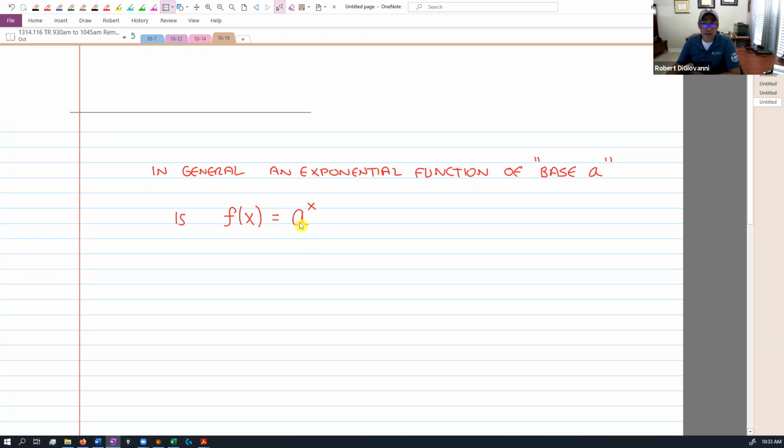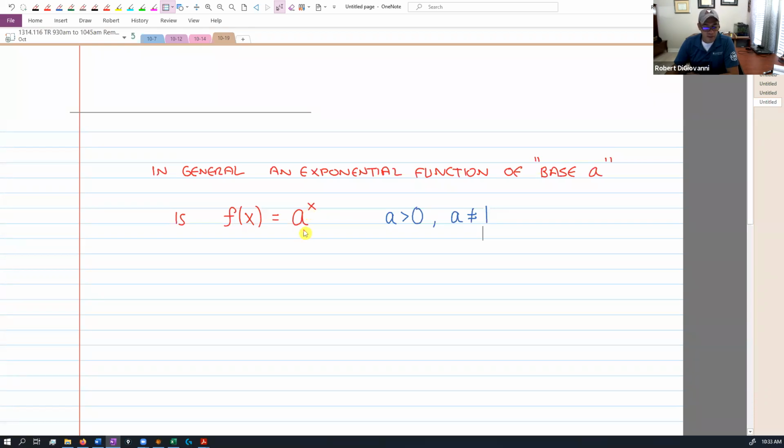Now the a that's down there is called the base of the exponential function. And that a can be any number you want, but there are some restrictions. a must be positive, and a cannot be 1. The reason it must be positive is because it gets really weird when you start taking negative numbers to different powers. And it can't be 1 because 1 raised to any power is still 1. Like 1 squared is 1, 1 cubed is 1.